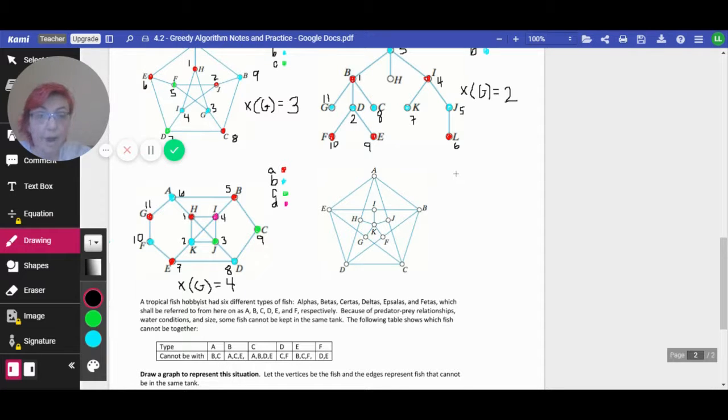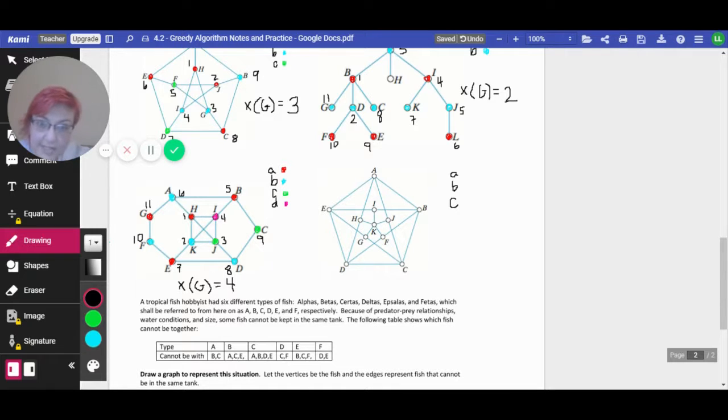Okay. I'm going to start off with A and B. Now I do see here that I have a circuit of odd numbered vertices. So if this is color 1, color 2, color 1, color 2, or color A, B, A, B, this then would be A and B. I would need a third color. So I'm going to put C here because I know I'm going to need it.